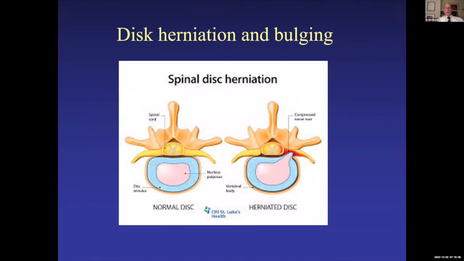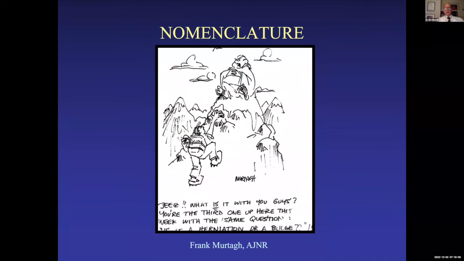Just an example of a relatively normal disc in cross-section with a nucleus and annulus, and in this case, a herniation of nucleus through the annulus, compressing a nerve. Certainly nerve compression can generate pain. We'll talk more about that. But this is an old cartoon from the American Journal of Neuroradiology.